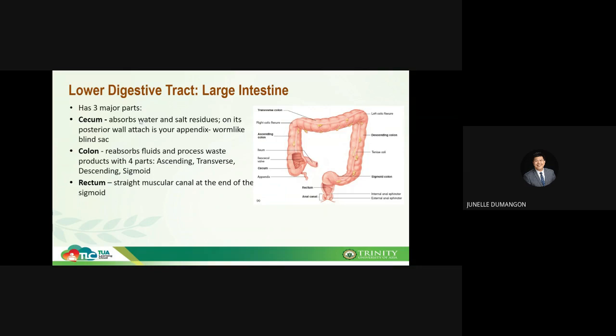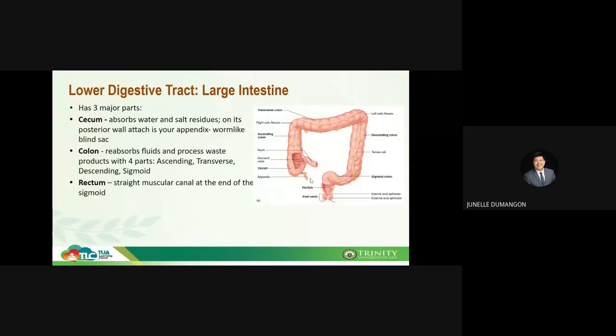It absorbs water. So alam nyo ba, in the large intestine, dalawa lang function niya. Number one, to absorb water. Number two, to produce feces or pupu. Okay, kaya nga ang pupu natin is solid because water has been absorbed by your large intestine. So, the cecum absorbs water and salt, and it is in the cecum that you will find your appendix. Ayan, this worm-like blind sac.